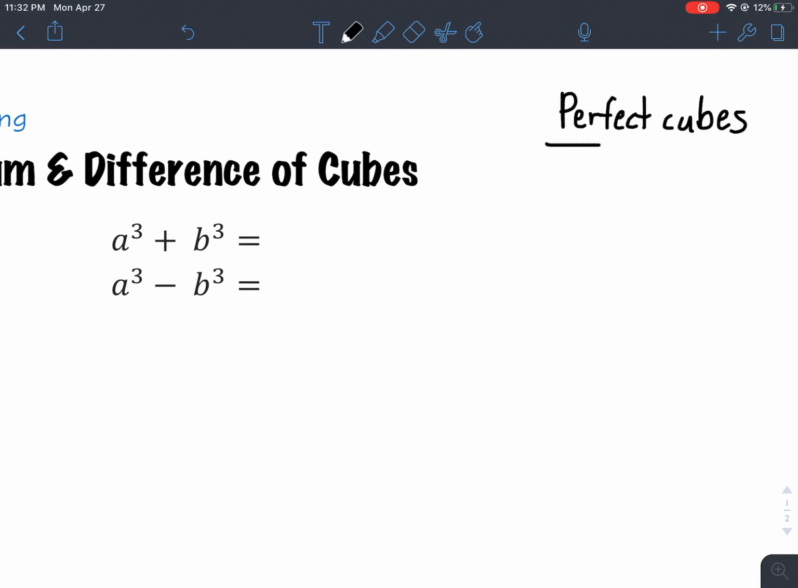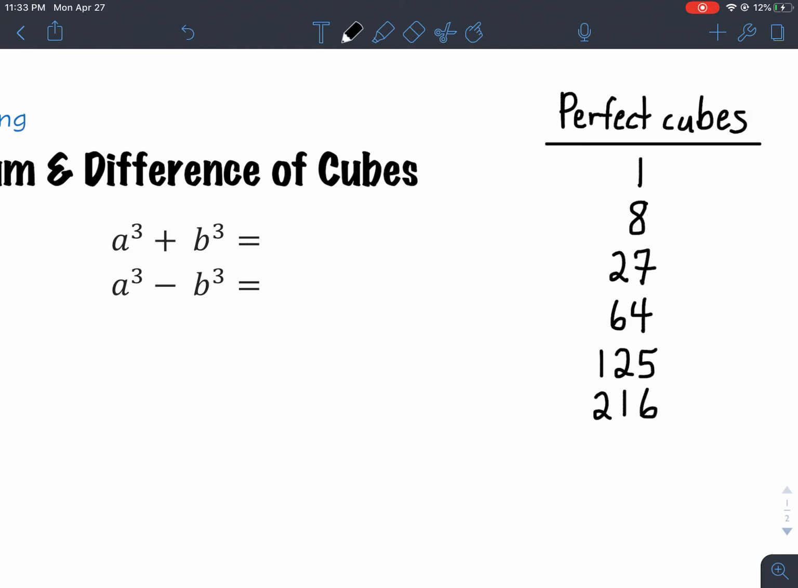So I'm going to make a list here off to the side because we're going to need to use these. So our first perfect cube obviously is 1 because 1 times 1 times 1 is 1. So 1 cubed is 1. Our next one is 2 cubed, which is 2 times 2 times 2, which is 8. Then we have 3 cubed, which is 3 times 3 times 3, which is 27. Then we have 4 cubed, which is 64. 5 cubed, which is 125.